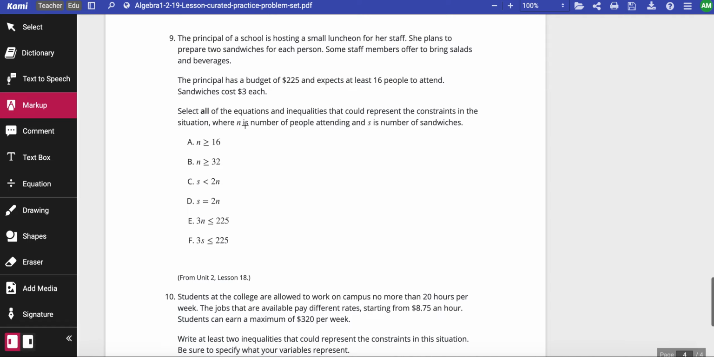N is the number of people attending. So let's look at N. These are the 2 N's that we have. We have N is greater than or equal to 16, at least 16 people. So that means we can have 16 or we can have more. So that would work.